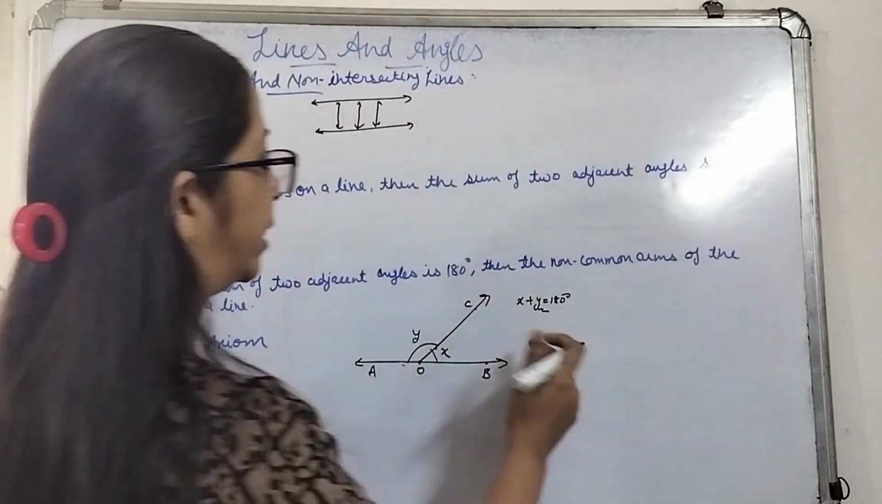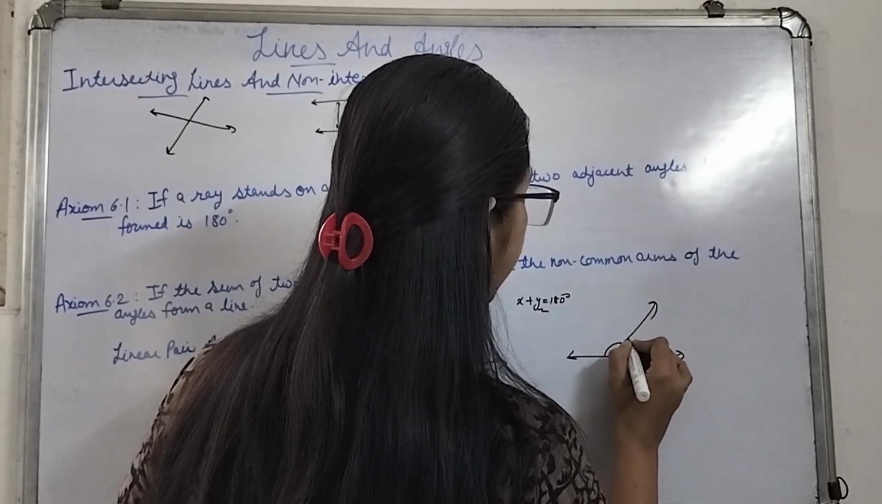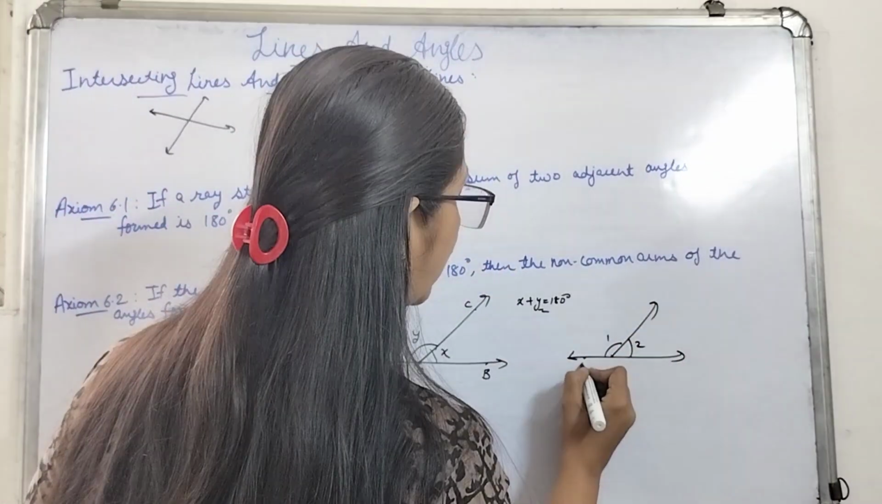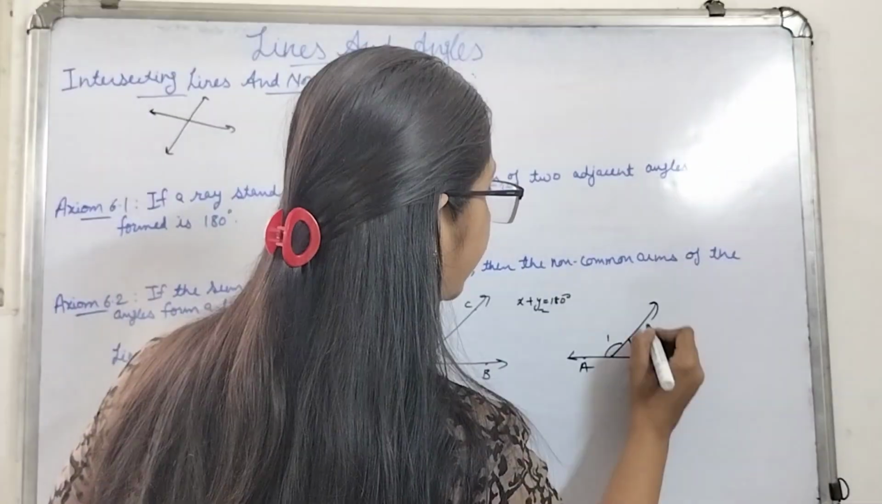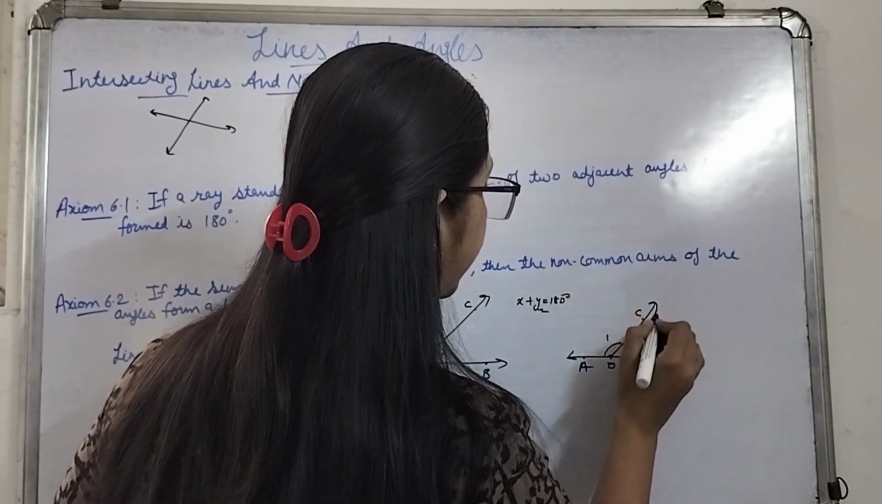That means if there are two adjacent angles, one of the adjacent angles is this and the other adjacent angle is this, meaning 1 and 2 are the two adjacent angles. If this is the case, this point I am taking as O, this point I am taking as C.